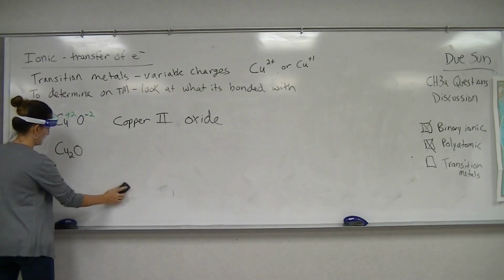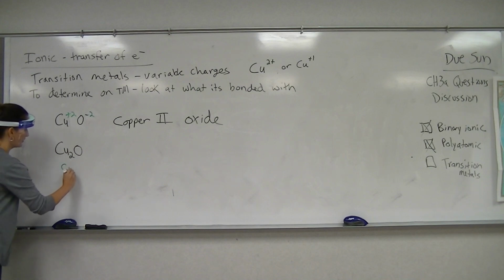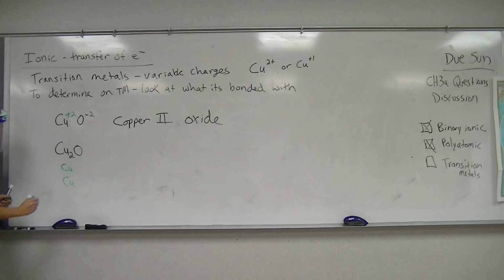I'm going to erase this to give me more room to show this one, because this one gets a little more complicated. So now we have another copper oxygen compound, but the formula is different. So that means the ion's probably different. So to figure it out, this 2 here is saying there's 2 coppers, right? So I'm just going to draw that out. We have copper here, copper here. Do I know the charge? Not yet. So I'm going to put a question mark by its charge.